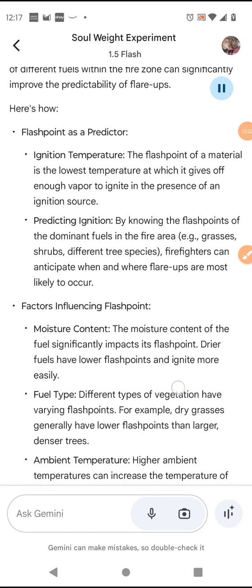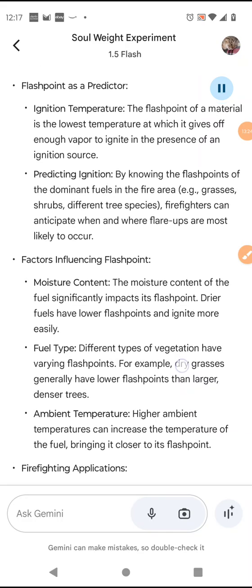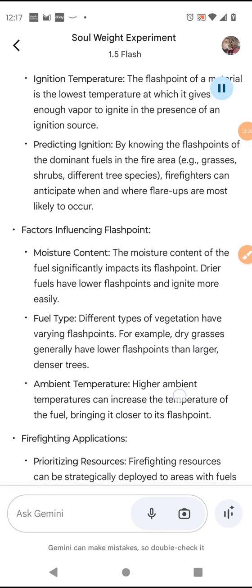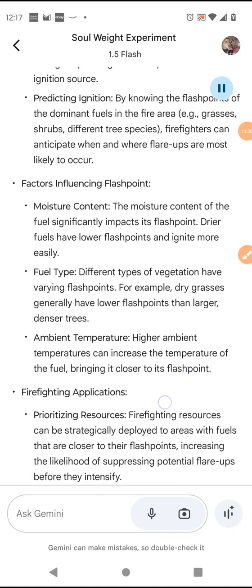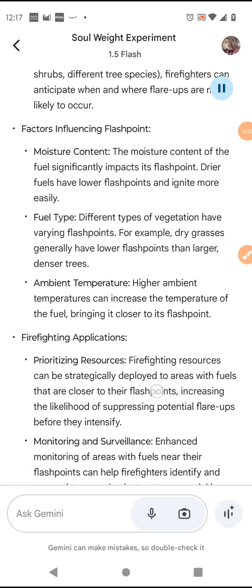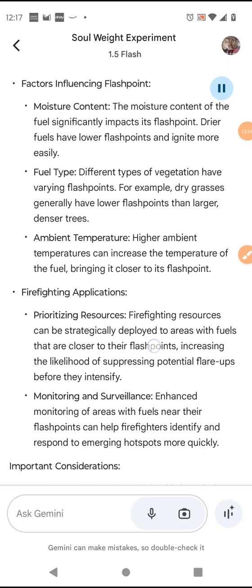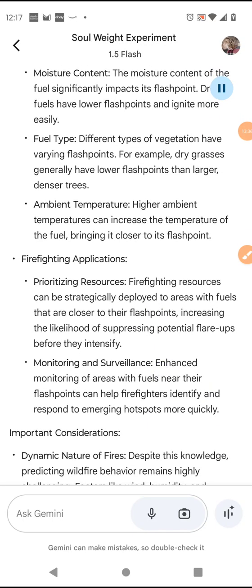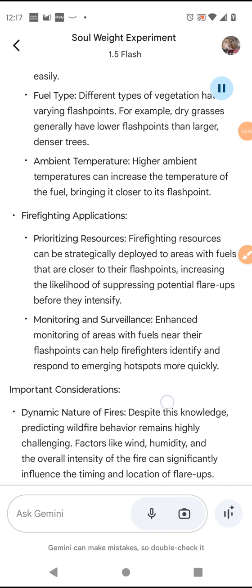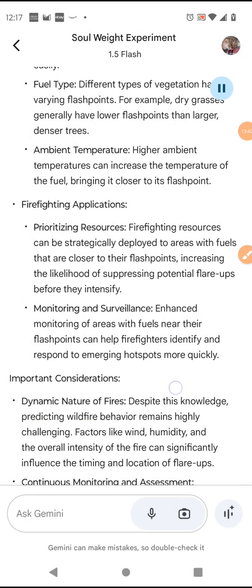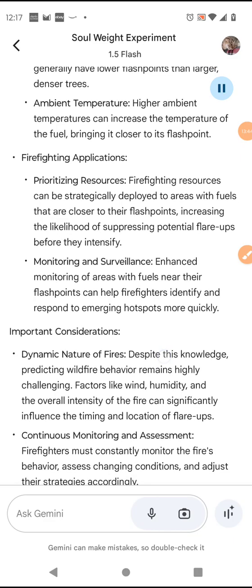Factors influencing flashpoint. Moisture content: the moisture content of the fuel significantly impacts its flashpoint. Drier fuels have lower flashpoints and ignite more easily. Fuel type: different types of vegetation have varying flashpoints. For example, dry grasses generally have lower flashpoints than larger, denser trees. Ambient temperature: higher ambient temperatures can increase the temperature of the fuel, bringing it closer to its flashpoint.